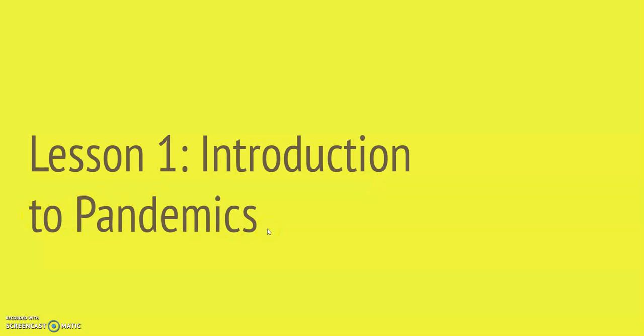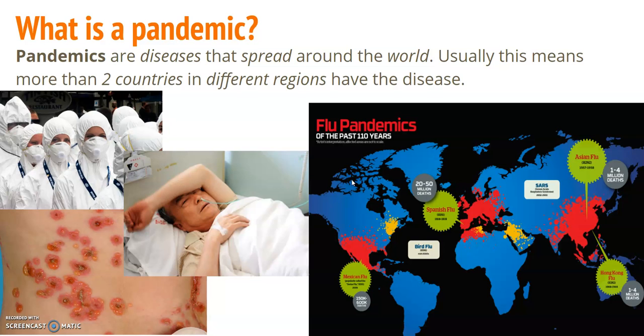We need to understand the word pandemic. Give yourself a chance to practice that word, pandemic. And we need to talk about how people react to them and what examples of pandemics we have seen throughout history. So let's look here. What is a pandemic? Pandemics are diseases that spread around the world. Usually this means more than 2 countries in different regions have the disease.